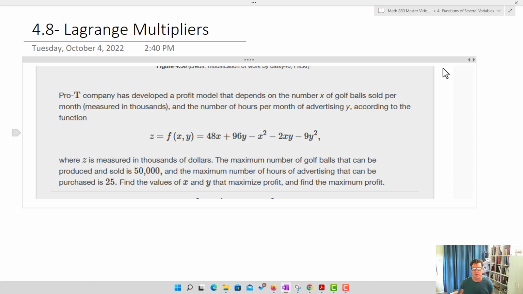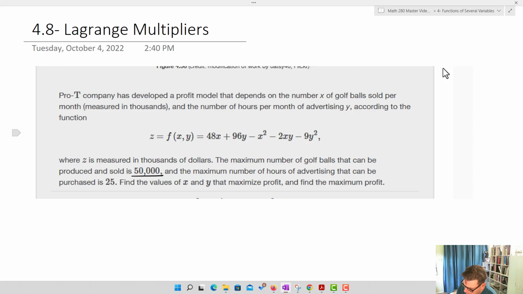So what we have here is a maximization problem, but what you'll notice is that we have a maximum number of golf balls being 50,000, so basically that x has to be less than or equal to 50,000, and the maximum number of hours of advertising that can be purchased is 25, meaning that y must be less than or equal to 25. These are two examples of what we call constraints, not restraints, but constraints.